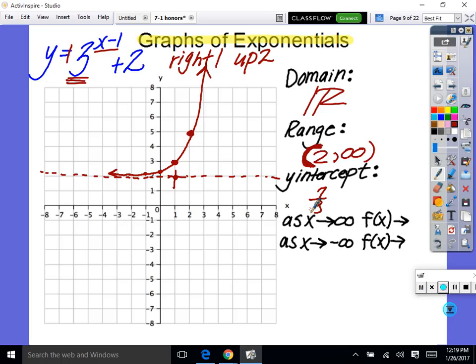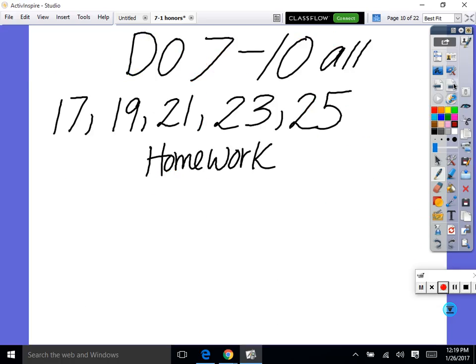Okay, as x is approaching positive infinity, our function's approaching positive infinity. As x is approaching negative infinity, what's our function approaching? You guys are so smart. It's approaching 2. Okay, good. Thanks. So I was going to let you do some homework, but we just don't have time. So we've got to keep going, okay?